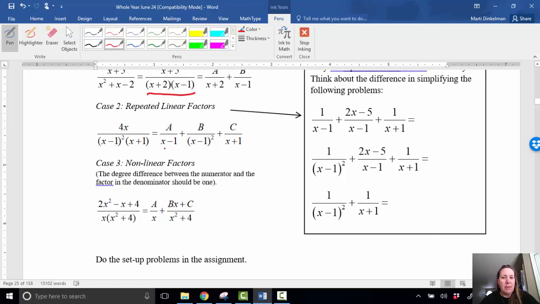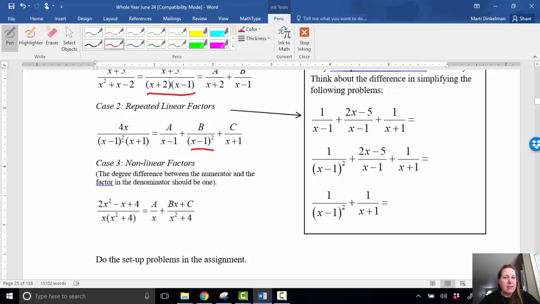Case 2, if there are repeated factors. So if you look at this one and it's already factored, but we have an x minus 1 squared. So this is a little bit different. I have a little explanation here on the right about why we have to treat these a little bit differently. So I have to have an A over an x minus 1 and a B over an x minus 1 squared. So that's the kind of weird part. It makes it a little different. And then I just put the C over an x plus 1.